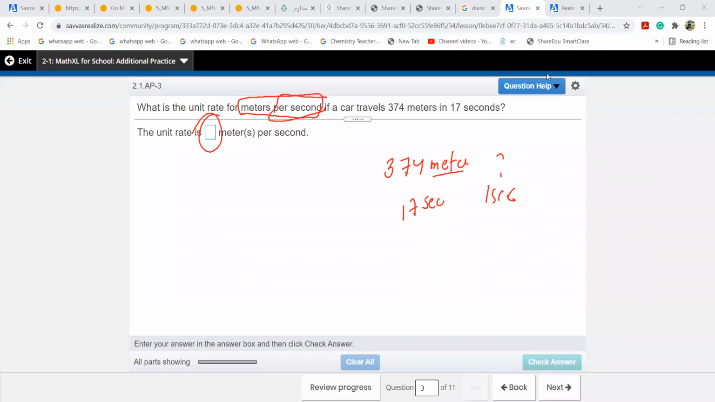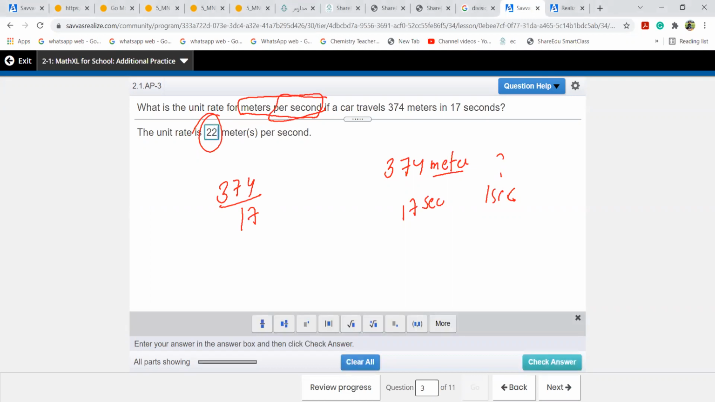Yes? How will you do this? 374 divided by? Yes, and you will multiply with 1. Actually, this is nothing. You got how much? 22. I think you told me before, right? It's good.